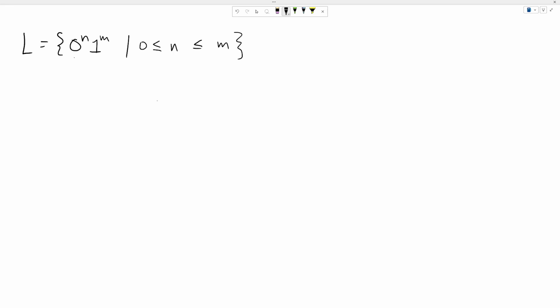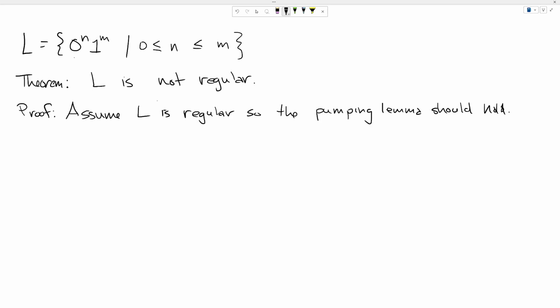Okay, so now we're going to try and use the pumping lemma to prove that this language is not regular. To begin our proof, remember that proofs with the pumping lemma are proofs by contradiction. We're going to assume that L is regular, and therefore the pumping lemma should tell us that there are certain properties that this language will have. Then we can show that those properties don't hold, and that will be the contradiction we get. So let's begin with our assumption. Let's assume L is regular, and therefore the pumping lemma should hold.